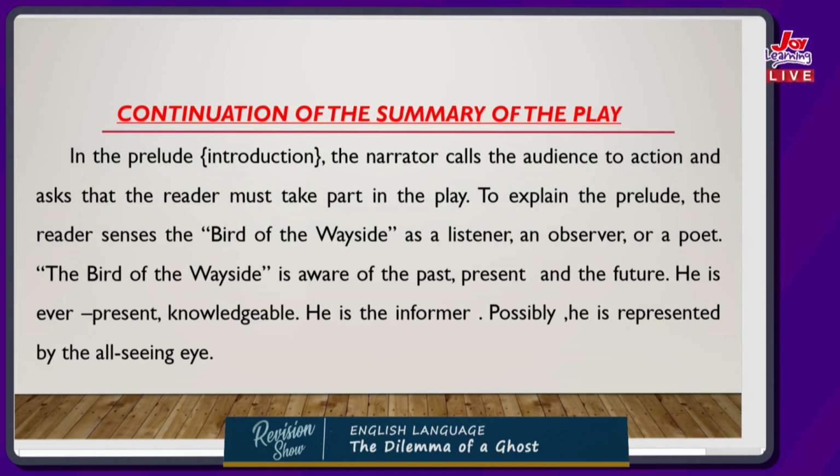In the prelude, that is the introduction, the narrator calls the audience to action and asks that the reader must take part in the play. Now, to explain the prelude, the reader senses the bird of the wayside as a listener, an observer, or a poet. The bird of the wayside is aware of the past, the present, and the future. So he is ever present, knowledgeable. He is the informer. Possibly he is represented by the all-seeing eye.